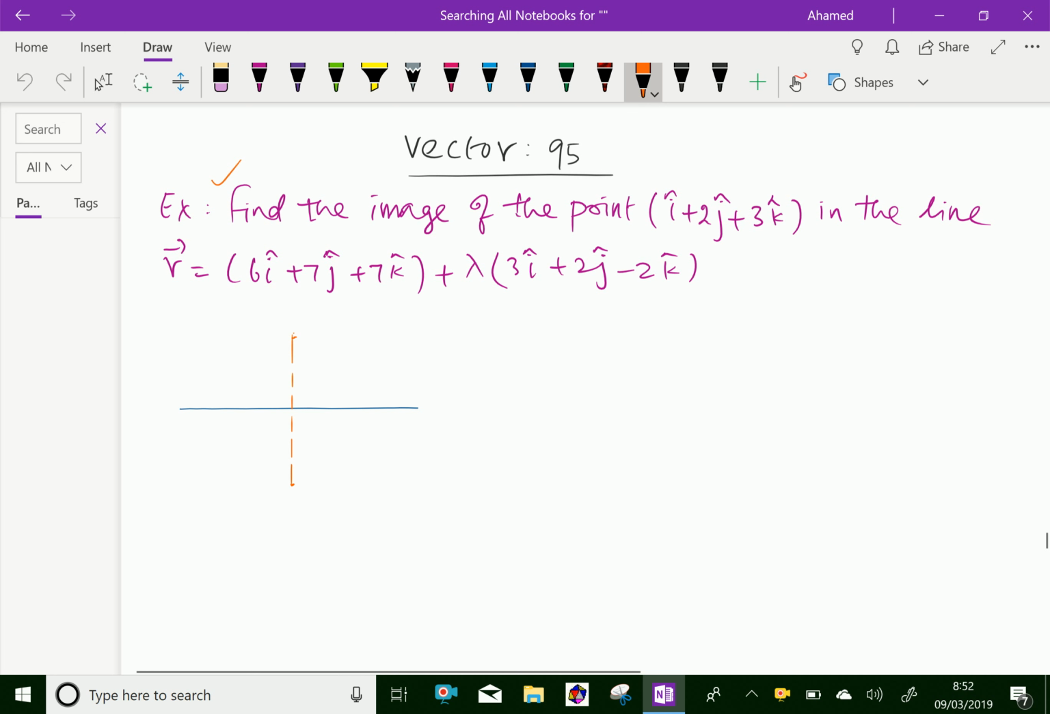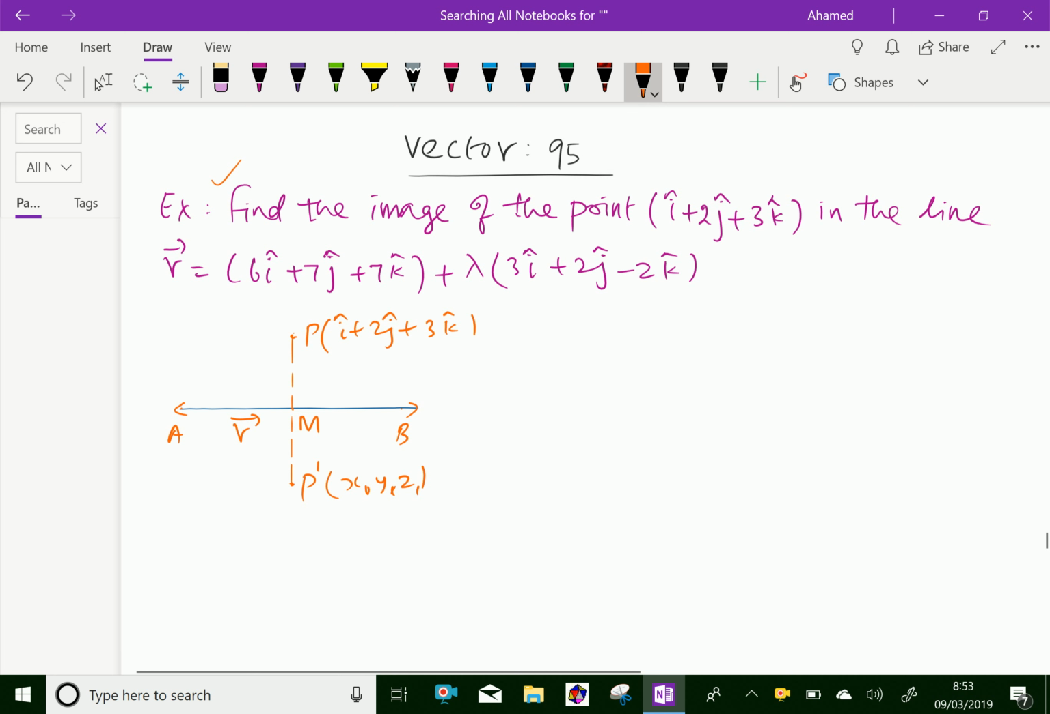Now, let the position vector of the point P be i plus 2j plus 3k. Here, let these be the points A and B, and the vector equation of the line AB is vector r. Now let the image of the point P about the line AB, having position vector r, be x1, y1, z1, that is P dash. Now let the foot of perpendicular be the point M.